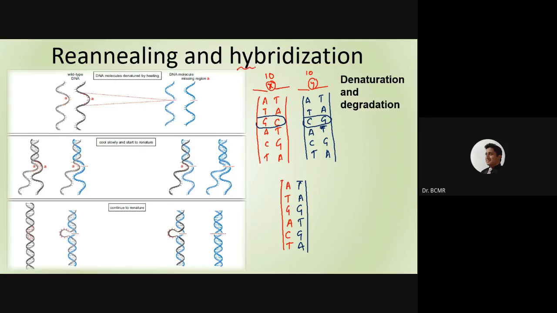When do we use the word hybrid? That's the question. When you have two complementary DNA molecules formed because of renaturation or reannealing, and the information is a little bit different, then you call it hybridization. Okay, so here this is something that is different.